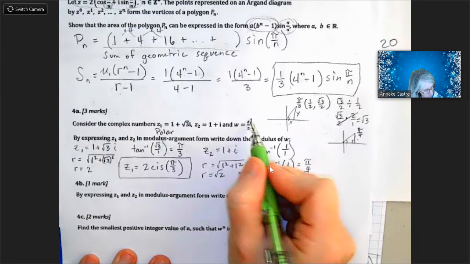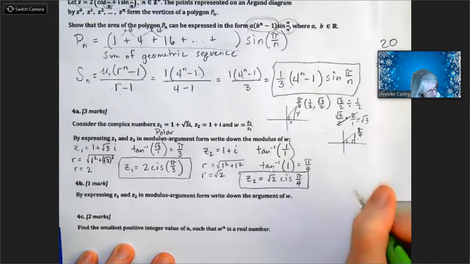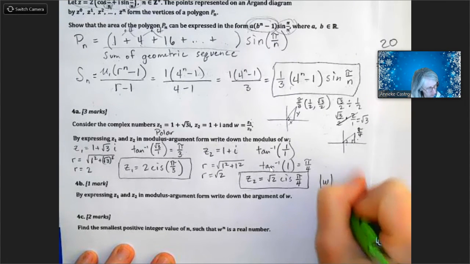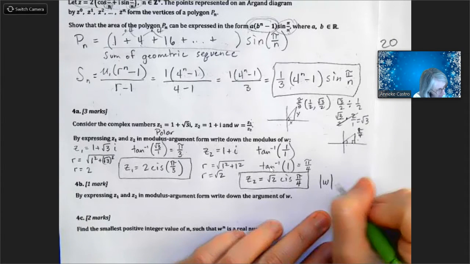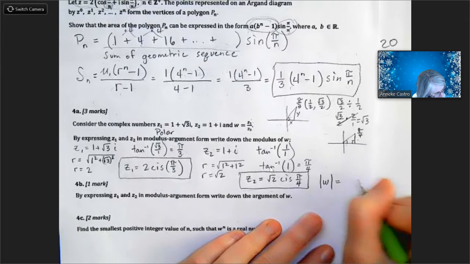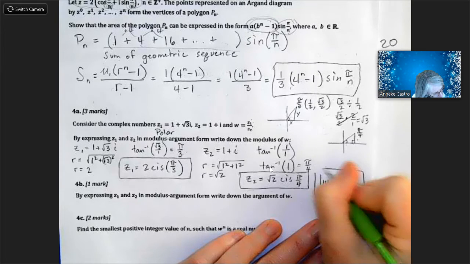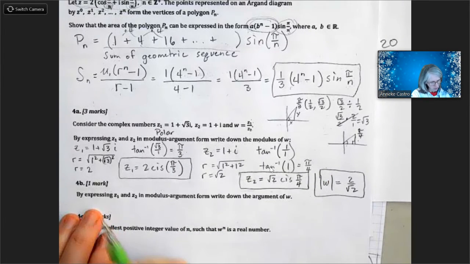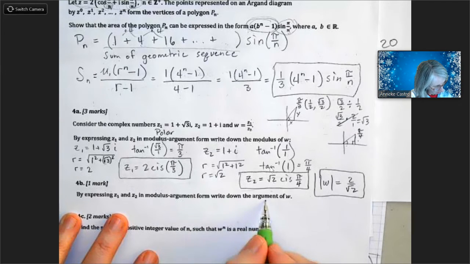Since it's z1 over z2, the modulus of w, and this is the notation for modulus of w, just like magnitude of w, the modulus is the same as the magnitude. I just take z1 divided by z2. So it's going to be 2 over the square root of 2. That is the modulus of w. Now, by expressing z1 and z2 in modulus argument form, which we already did, write down the argument of w.